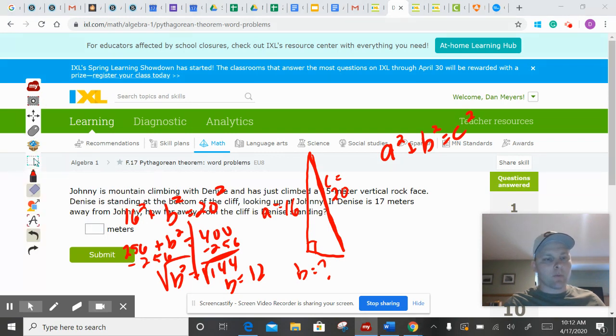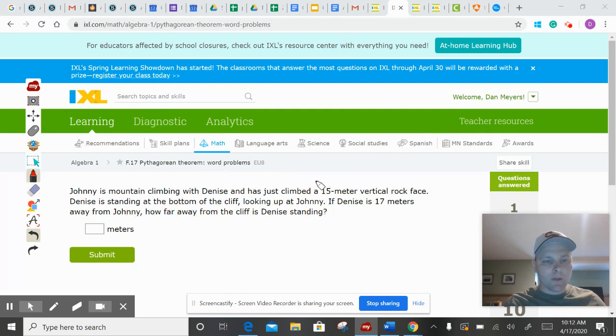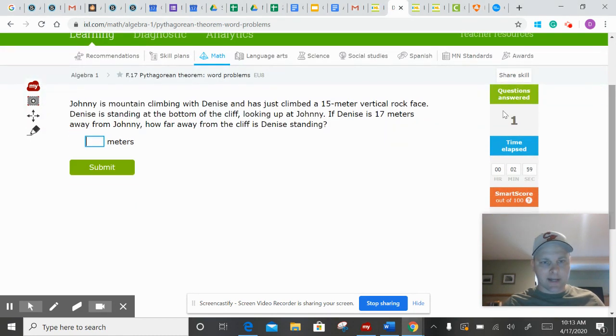Let's take a look at one more, and then we'll move on to F17. Johnny is mountain climbing and has just climbed a 15-meter vertical rock face. Denise is standing at the bottom of the cliff looking up at Johnny. Denise is 17 meters away from Johnny. How far away from the cliff is Denise standing?